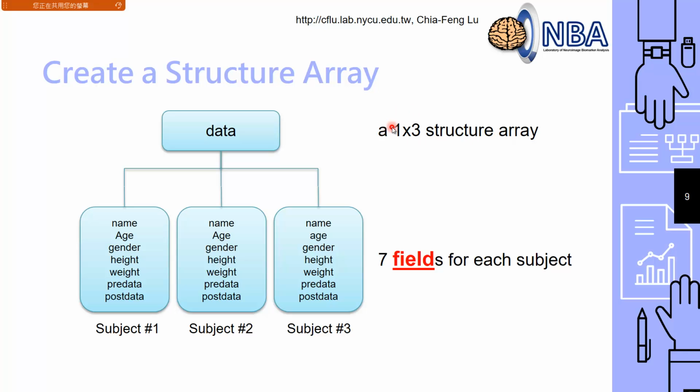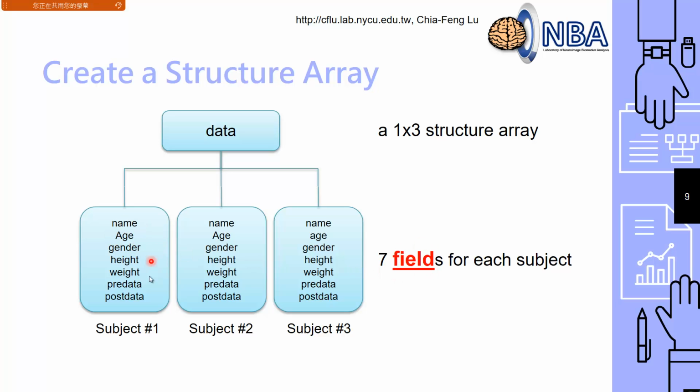I will get this size, right? But right now, I have 30 subjects within one single variable. So it's more like the 1 by 30. But for each subject, or each patient right here, you will see 7 different items: name, age, gender, height, weight, pre-data, and post-data right here. So I'd like to introduce a new terminology right here, field.